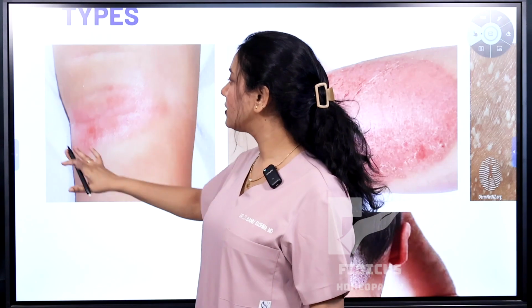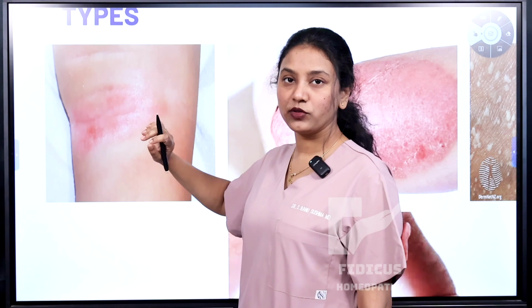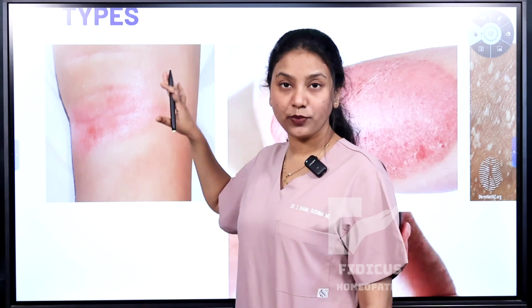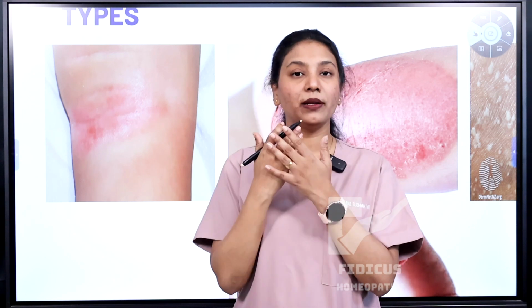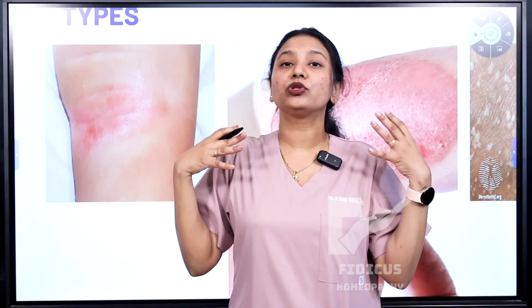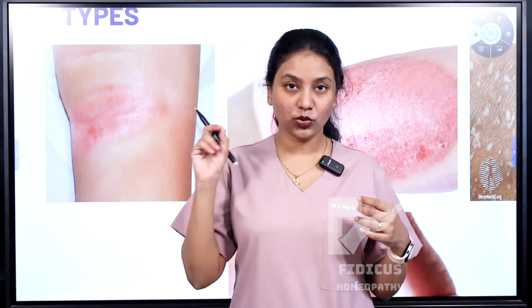As I've discussed in the picture, this is the starting stage of psoriasis, and if not treated properly, certain people, when they're having a bout or a plaque of psoriasis, are exposed to the sun a lot. The sun can trigger erythrodermic psoriasis.